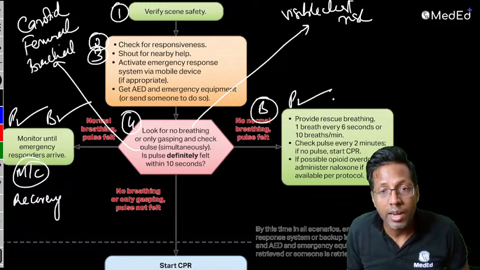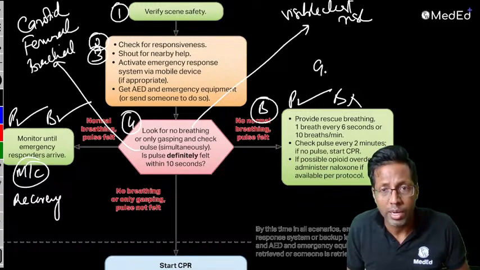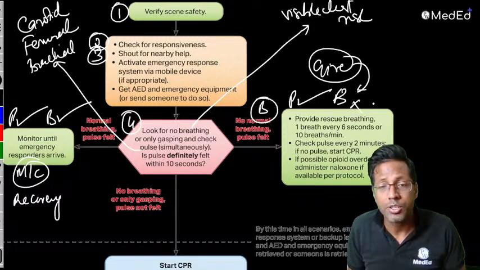Now the pulse is felt and the breath is not felt. So what is missing? Breath. So what do you need to do? Give breaths. The breath was not felt in the patient, so give breath.